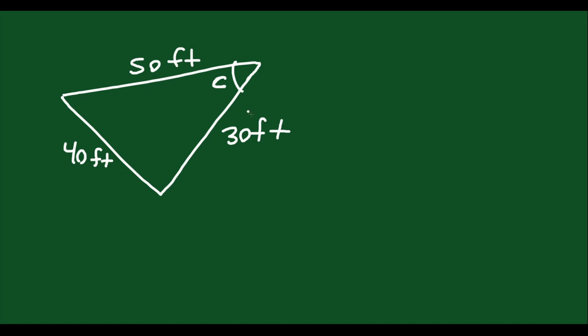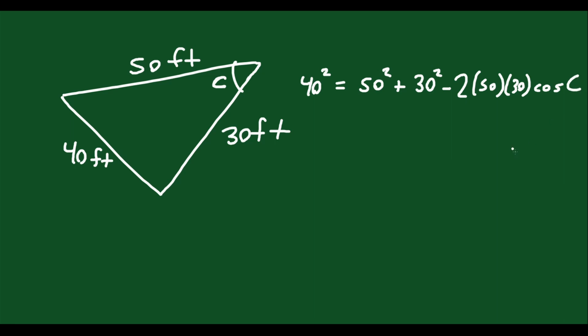You can't use sine law to find an angle because you don't have any of the angles yet. But as it turns out, that's what cosine law is good for. So you write out your cosine law. You'll have C squared, which is the side length across from angle C, so 40 squared, is equal to A squared, so we'll make it 50, plus B squared, so 30 squared, minus 2AB times cos of C.